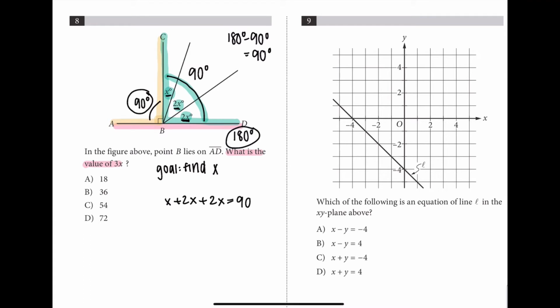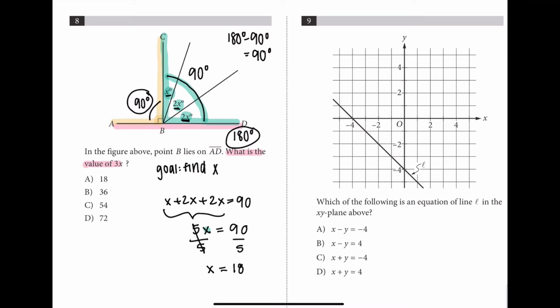And so now we're left with x plus 2x plus 2x equals 90, and we can use this to solve for x. If we add the x's up, that's going to give us 5x equals 90. And then you want to isolate x, so we want to get x by itself. We simply do that by dividing by 5 on both sides, and that'll give us that x equals 18.